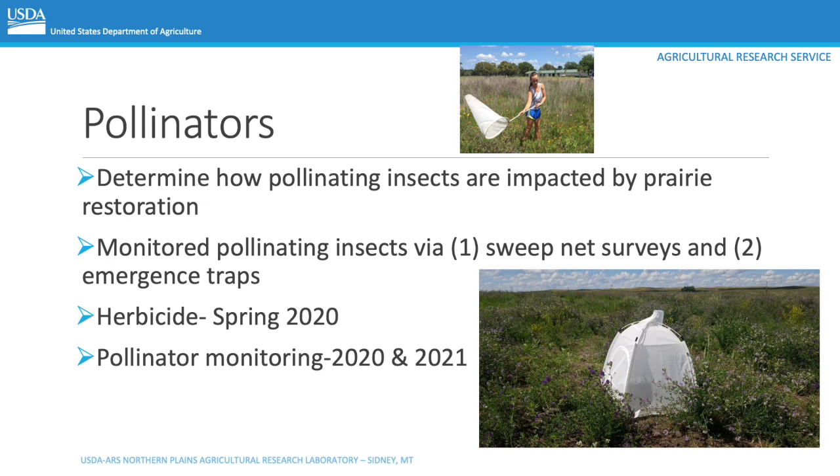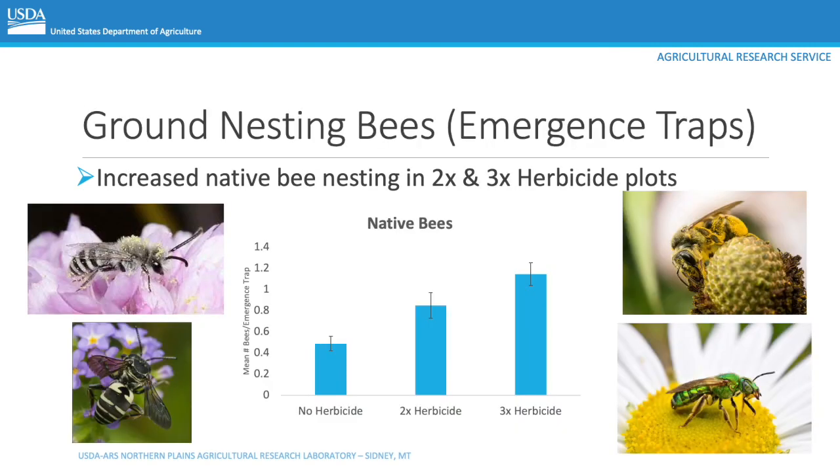And so just a quick timeline. The herbicide treatments were put in in 2020, and then I started monitoring pollinators shortly after the herbicide treatments were put in, in 2020 and the following year in 2021. And I'm going to show you a series of bar graphs that kind of show you what we found.